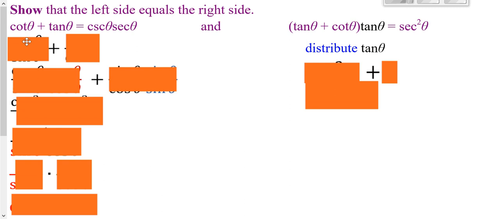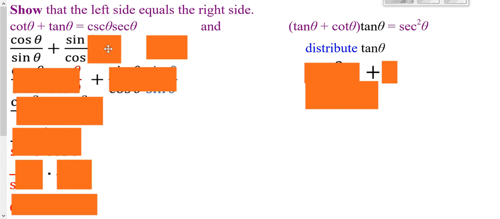So what I'm going to do is rewrite this. Cotangent is cosine over sine. Tangent is sine over cosine. So I'm choosing to rewrite it in terms of sines and cosines. Now I'm not going to use any identities right now because I don't have anything that's being squared. So now I have to do a common denominator, which is sine times cosine.